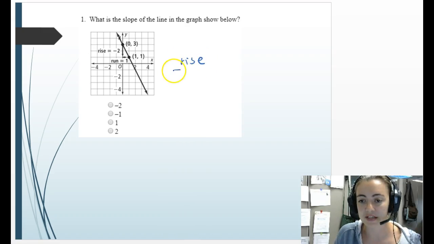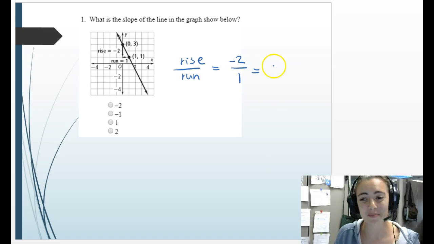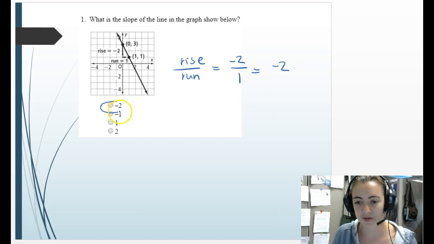So rise over run, -2 divided by 1. -2 divided by 1 is -2. So the slope is -2.